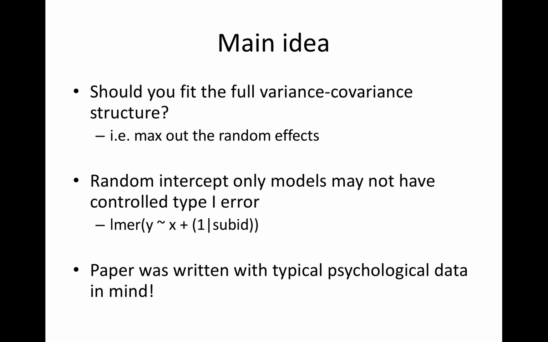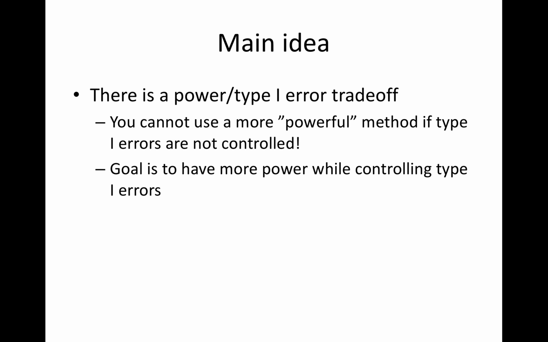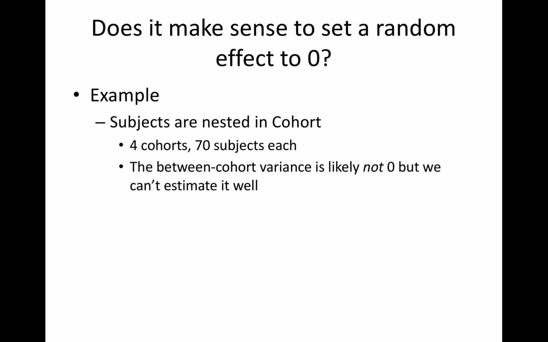The nice thing about this paper is it was written with typical psychological data in mind. Basically what we have here is your standard power and type 1 error trade-off. Of course, you have to be careful: if a model is more powerful, you can only use it if the type 1 errors are controlled as well. So that's exactly what they're looking at here. And this is part of a larger conversation. You'll definitely find papers that say you need to max out your random effects structure. And this paper is saying, well, if you don't, how bad is it really, in terms of power and type 1 error?